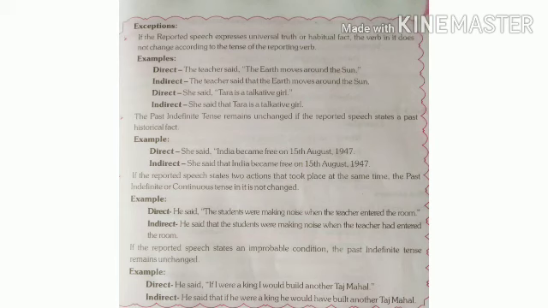Look at the next example. She said, zero was invented by Aryabhatta. So, this sentence expresses a past historical fact. So, it will remain unchanged. So, the indirect speech will be, she said that zero was invented by Aryabhatta.